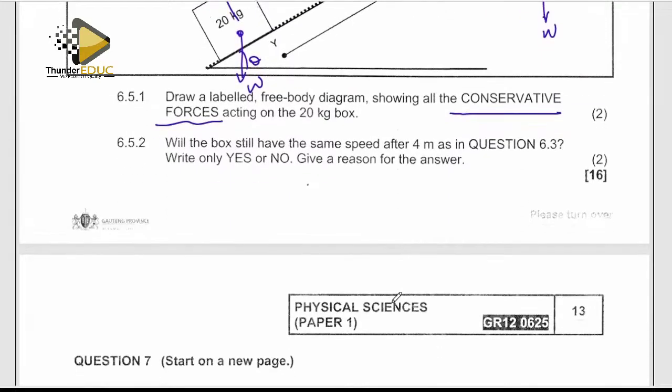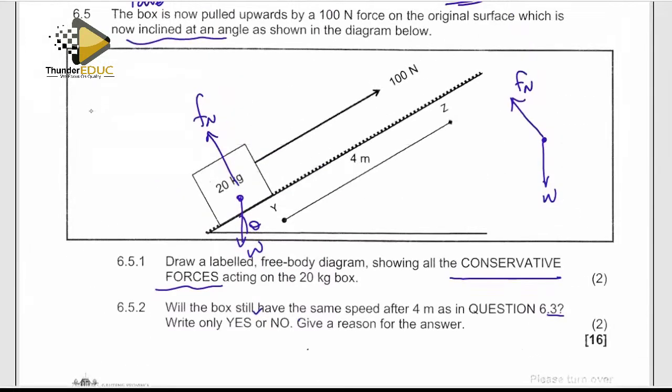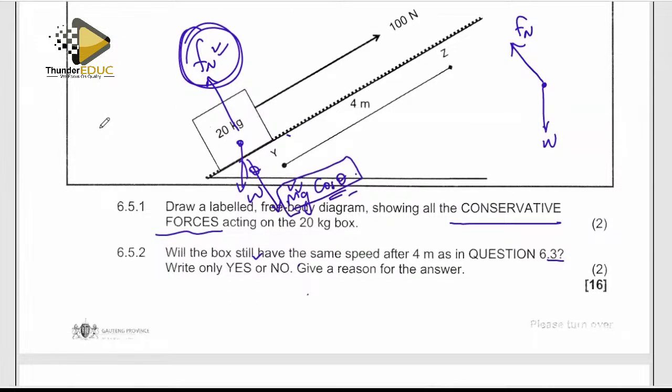Then, will the box still have the same speed after the 4 meters, as in question 6.3? Only yes or no. Now, when we look at the incline, it presents two components of the weight, and our frictional force depends on the component mg cos theta. Instead of depending on the entire weight, it depends on just a portion of it, meaning the frictional force is going to decrease.